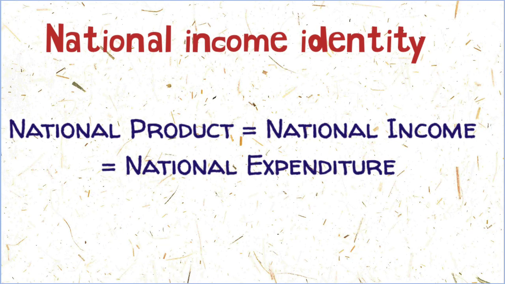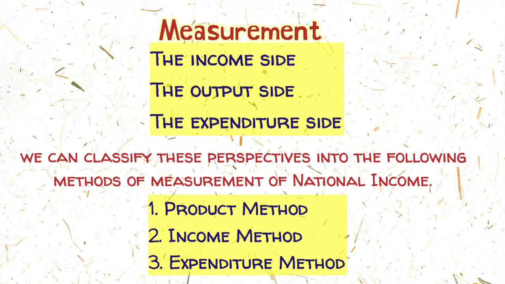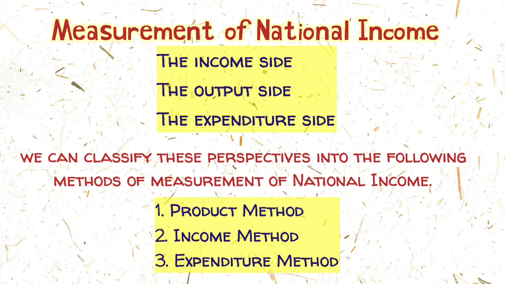The same thing holds true for an economy. This can be expressed in the form of an identity, which is: national product is equal to national income is equal to national expenditure. There are 3 ways of measuring the national income of a country. They are from the income side, the output side, and the expenditure side. We can classify these perspectives into the following methods of measurement of national income: product method, income method, and expenditure method.